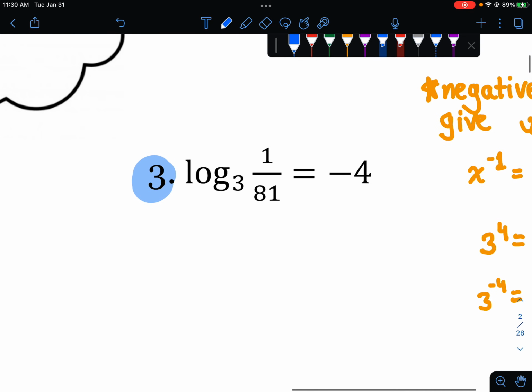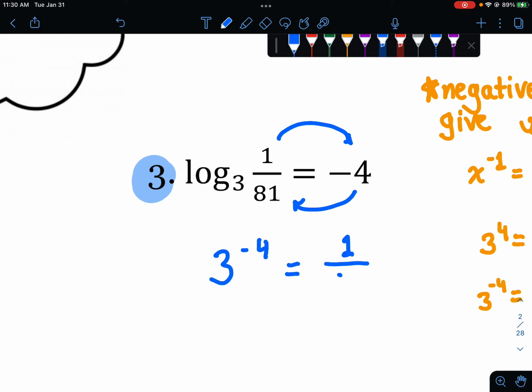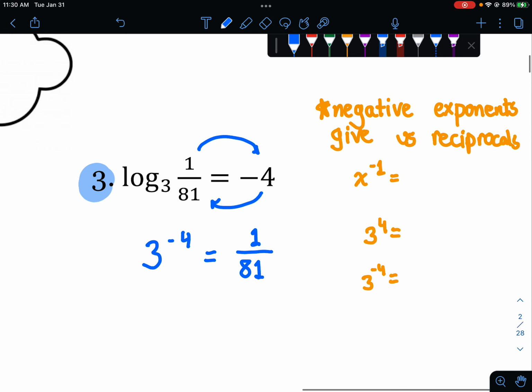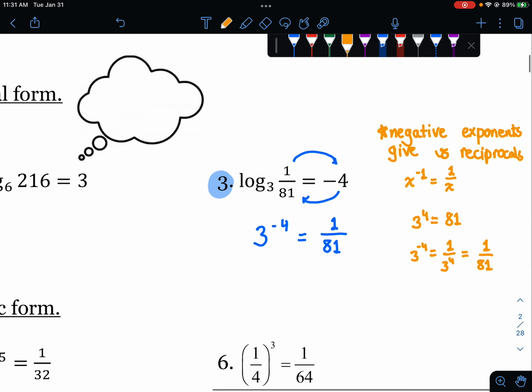Number 3, we can have negative exponents, right? And if I just switch this up and don't really think about it, we might not really understand why 3 to the negative 4th power is 1 over 81. But if we slide over here, remember negative exponents give us reciprocals. So if I have like x to the negative 1st power, that really just moves that x to the denominator, right? And if I think about what 3 to the 4th means, it means 3 times 3 times 3 times 3, which is 81. This 3 to the negative 4th would be 1 over 3 to the 4th, or 1/81st. Okay, so we're going to use that idea when we have negative exponents.